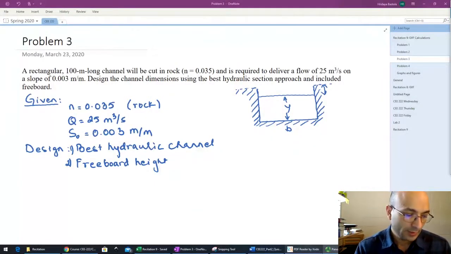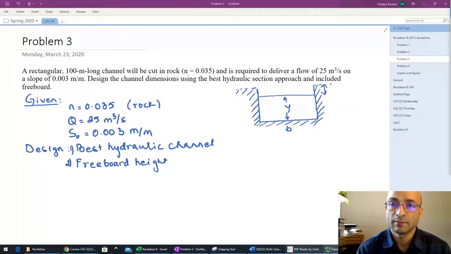Hello everyone. In this video we'll design channels. The first problem we'll look at is a best hydraulic section problem. In this problem the channel is lined, meaning we're not worried about the channel bottom or the channel sides eroding. So in such a case we would like to maximize the flow for a given area.